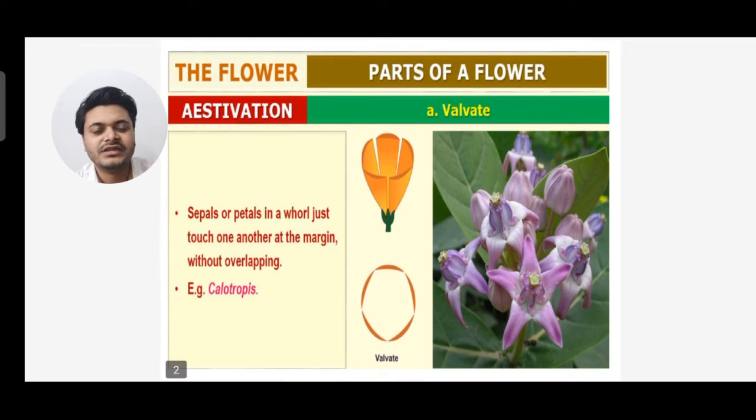Now we come to valvate aestivation. You see sepals or petals in a whorl just touch one another at the margins without overlapping. We can see this in Calotropis. You can see valvate aestivation. Five petals are there: 1, 2, 3, 4, 5. Five are connected end to end. You can see this is the orientation of valvate aestivation. This orientation can be present in sepals or in petals.